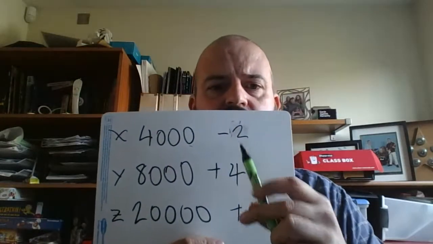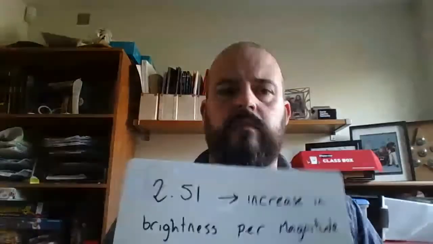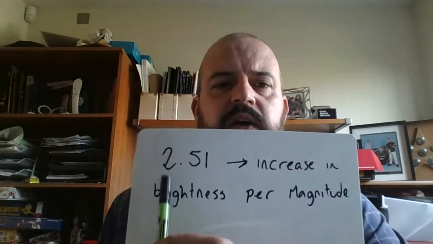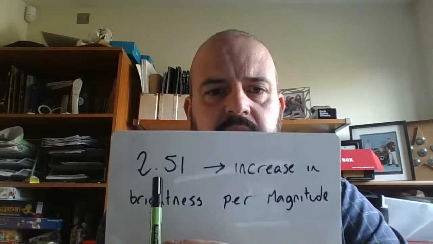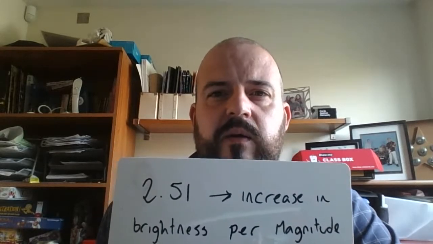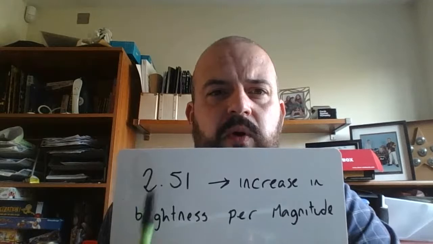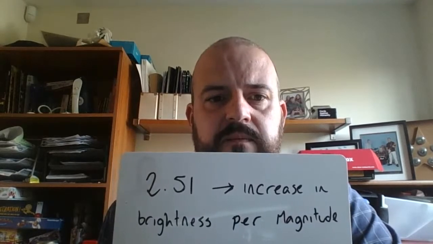Now, x to y, we are going from x to z, -2 to +10. That's a change of 12 magnitudes. What does that mean in terms of power? Well, 2.51 is the magic number here. It's a logarithmic scale, remember. Every time you increase the star's power by 1 magnitude, it's 2.51 times bigger.